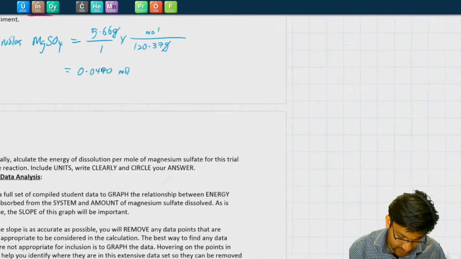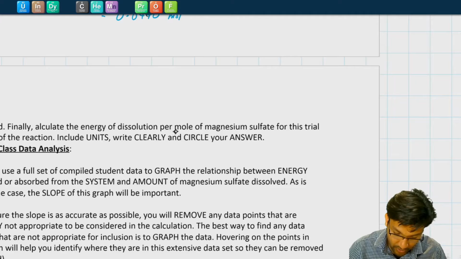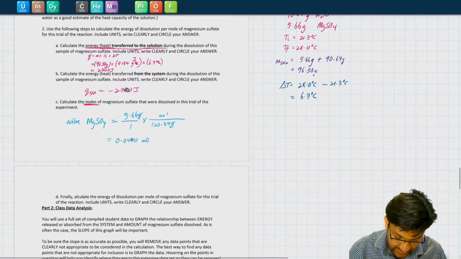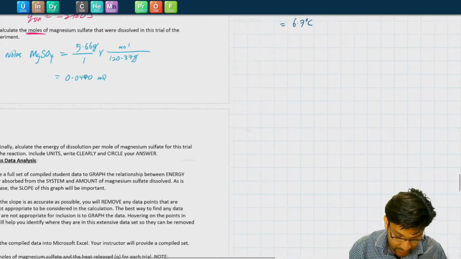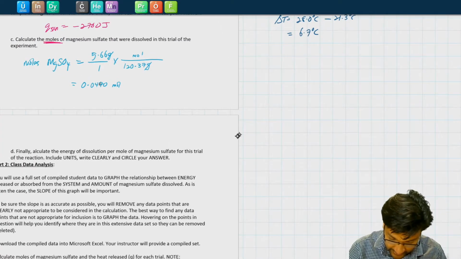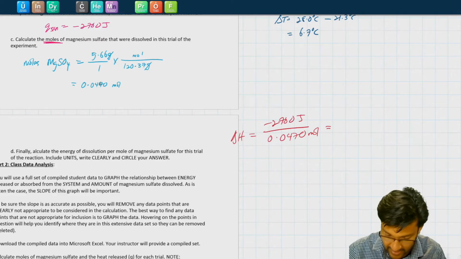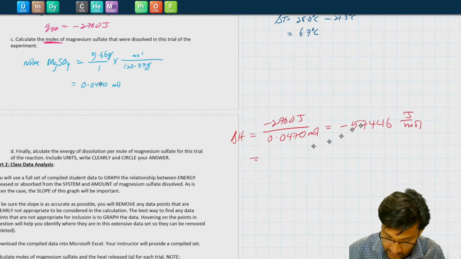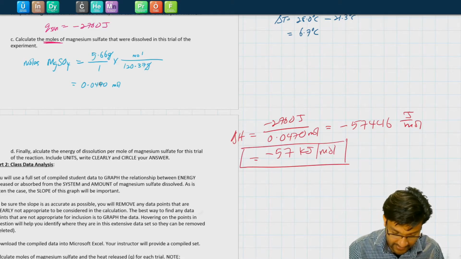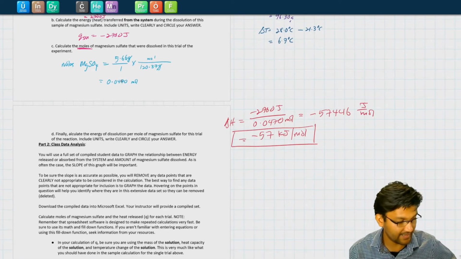Now, in the final calculation, we want to calculate the energy of dissolution per mole of magnesium sulfate. So the heat we got was negative 2,700 joules, but we want it per mole. So the delta H is going to be minus 2,700 joules divided by 0.0470. I get negative 57,446 joules per mole. Sometimes, because this number is so large, we can write it as negative 57 kilojoules per mole. All right, so that's the sample calculation that you need to do.